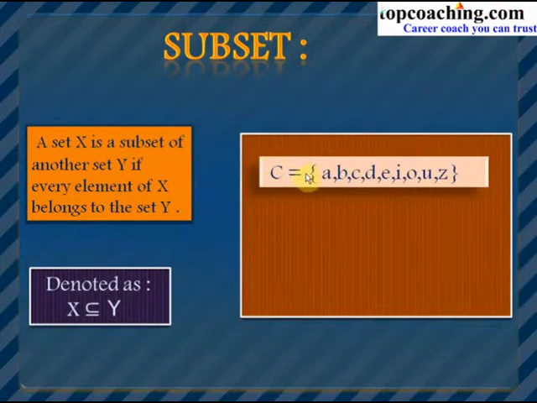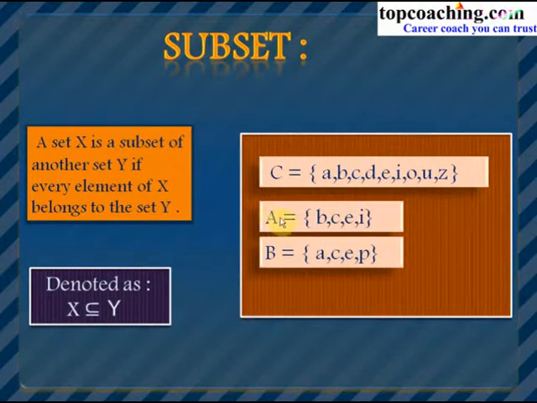Let us say that we have got a set C such that the elements are A, B, C, D, E, I, O, U, Z. So these are the elements of the set C. Let us say that we have a set A which has the elements P, C, E, I, and let us say that we have another set B which has the elements A, C, E, P. Now, is A a subset of C, and is B also a subset of C? Let's try to find that. Set A has the elements P, C, E, I. Now clearly all these elements are also contained in this particular set. So yes, A is a subset of set C.